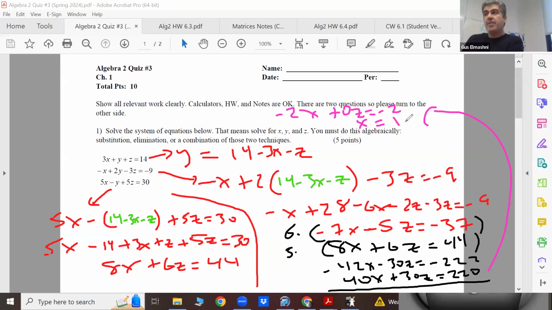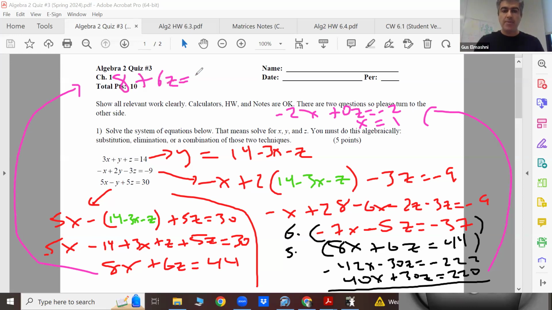Now, what do I do about that? When x is 1, what should I do next? Plug it in. Plug into any of the 2 equations with x and z in it. Don't plug into the original because then you have 2 unknowns. Plug into any one that has x and z. Let's plug into this one here. So you get 8 plus 6z.